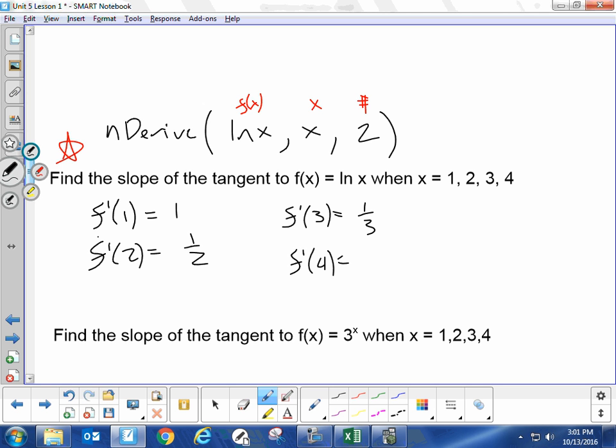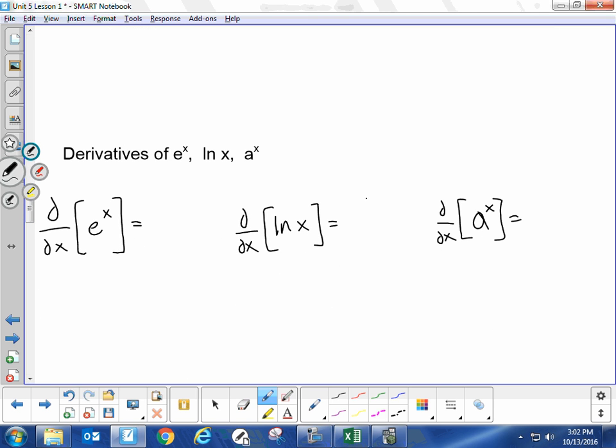So what do you think the slope generating function is for log x? F prime of x would be what? 1 over x is correct. We just found the derivative of log x, 1 over x. This is a new derivative rule that you have to have memorized. The derivative of log x is 1 over x. The tangent slope generator for log x is 1 over x.